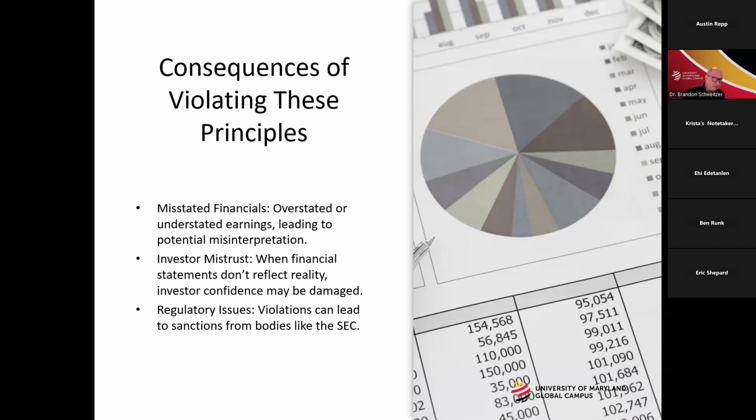A couple of things happen when we violate the generally accepted accounting principles or the revenue recognition process. It results in what we call misstated financials. We might overstate or understate the earnings, and this could lead to potential misrepresentation of the company's performance. It also leads to investor mistrust. When there are issues in the financial statements, they don't really reflect reality, and therefore the confidence may not be there, and it also damages the brand of the company, et cetera. It could lead to a lot of problems. That could also lead to violations and sanctions by the SEC.